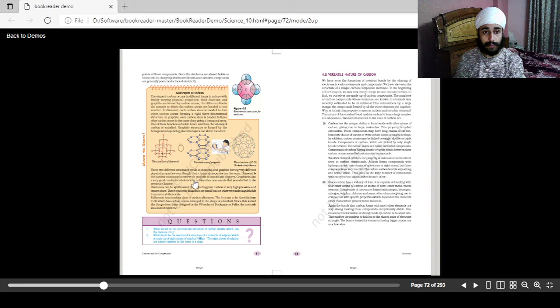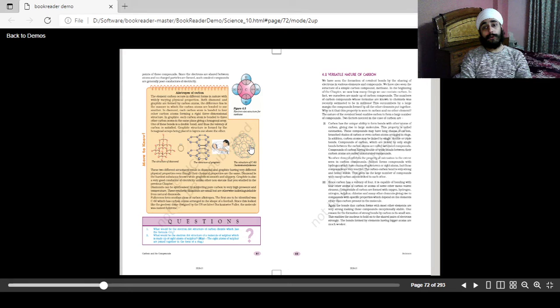The versatile nature of carbon comes from a property by which the nature of the covalent bond enables carbon to form a large number of compounds. That is catenation and tetravalency, right? So what is catenation? Carbon has a unique ability to form bonds with other carbon atoms, giving rise to large molecules, and this property is known as catenation, right?